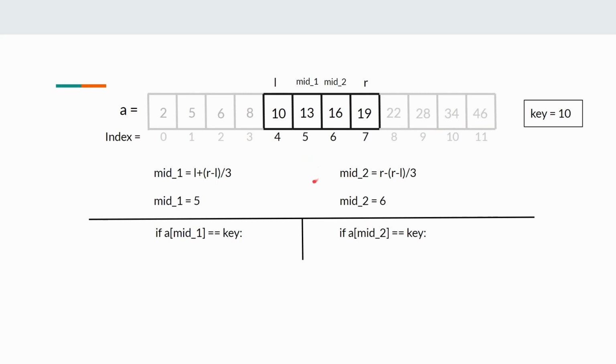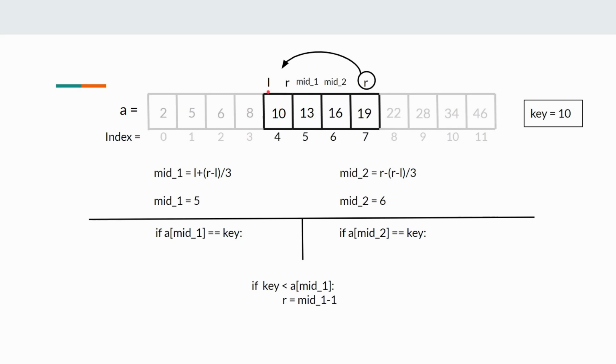So then we're gonna check if the key is less than array mid 1. This is mid 1, so array mid 1 is 13 and our key is 10. So key is less than array mid 1. That means this line will be executed: right equals mid 1 minus 1. So this right is going to come one index before mid 1.